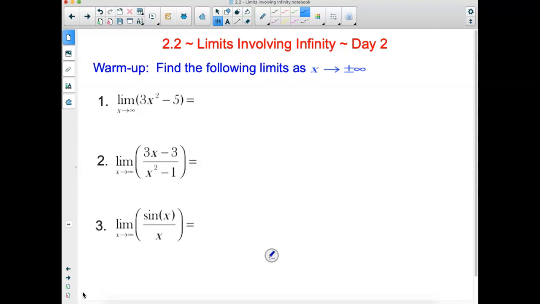So number one, the limit as x approaches infinity. Okay, remember yesterday x was getting super big. When I plug super big numbers in there, this is just going to infinity, which means it does not exist. Okay, I can see that that's a parabola, and I can see as I go big x's, big y's come out.